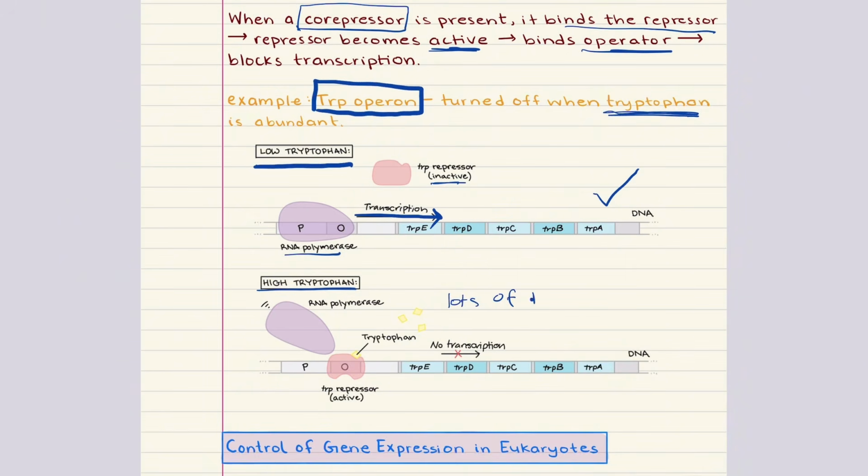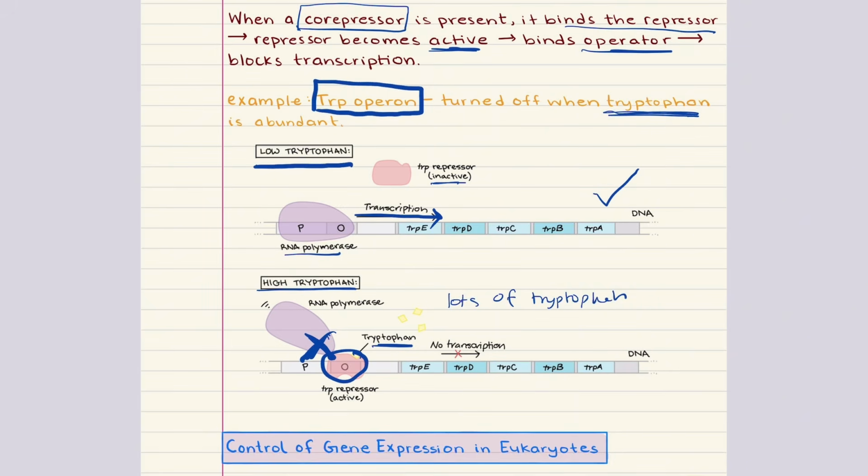So it will bind to the trp repressor protein, activate it, and then that repressor goes ahead and binds to the operator, and it will block transcription and prevent any further production of tryptophan. So in this case, the presence of the product, aka tryptophan, turns off the pathway that makes more of it. And this is an example of feedback inhibition, which helps the cell conserve resources.